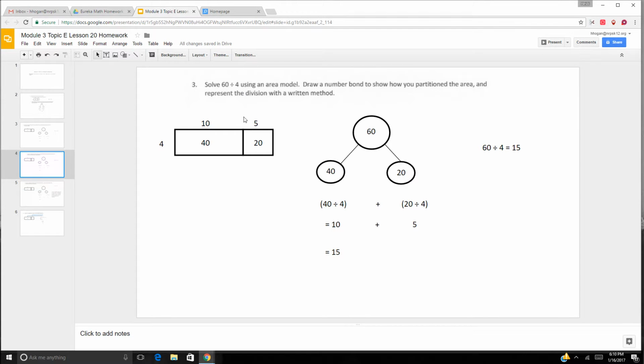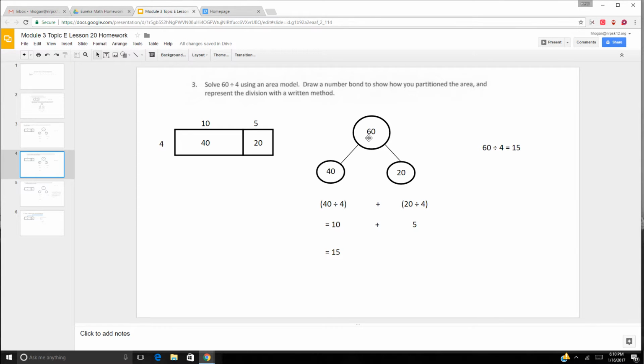60 divided by 4, using an area model, a number bond, and represent it with a written model, which is this. Okay? So 60 divided by 4. Well, we, again, try to do a 10. 4 times 10 is 40. So 40 divided by 4 is 10. 60 minus 40 is 20. Well, 20 divided by 4 is 5. So that would give us 15.